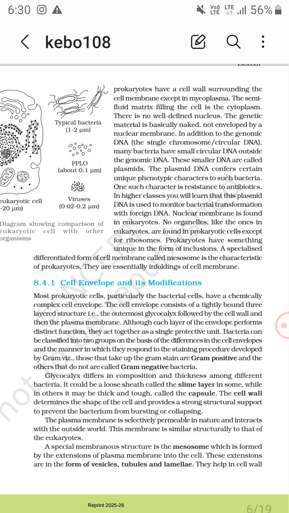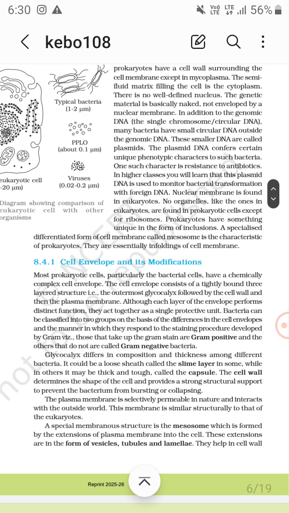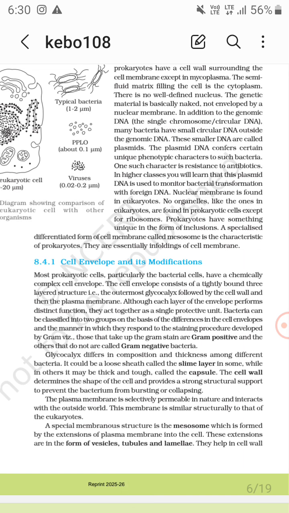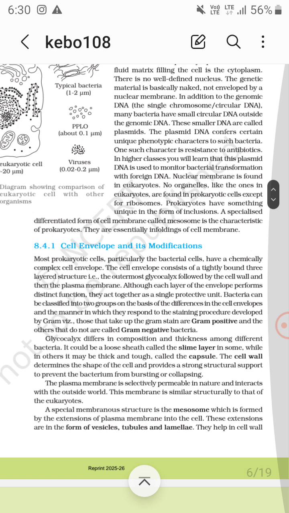Now many bacteria have small circular DNA outside the genomic DNA. These smaller DNA are called plasmids. Now this plasmid confers unique phenotypic characters to such bacteria. Now one such character is resistance to antibiotics, right? Now the plasmid DNA is used to monitor bacterial transformation with foreign DNA, right?